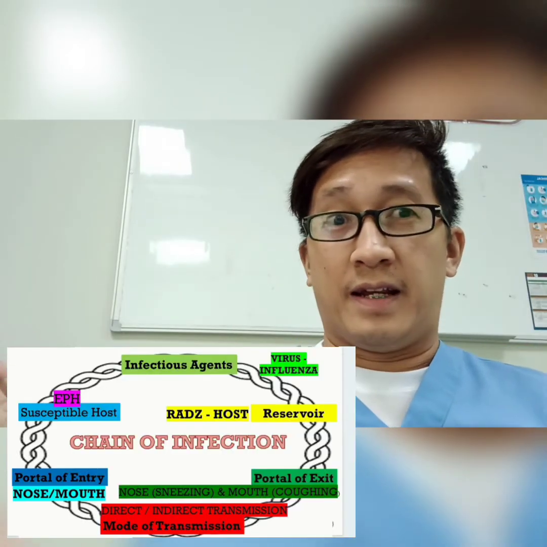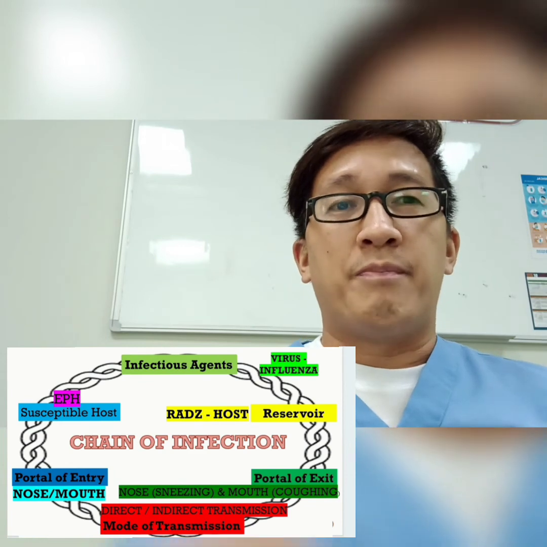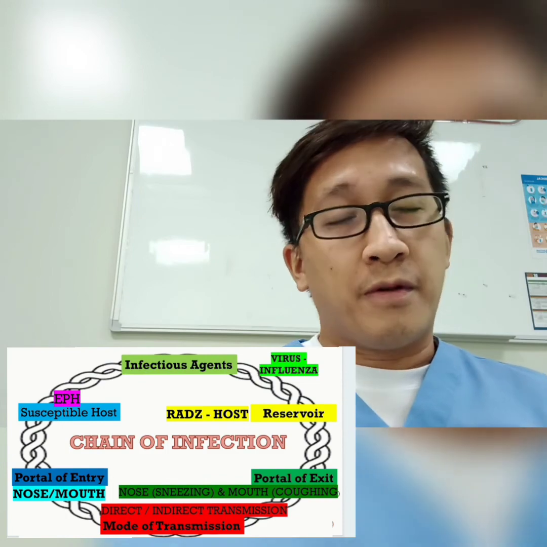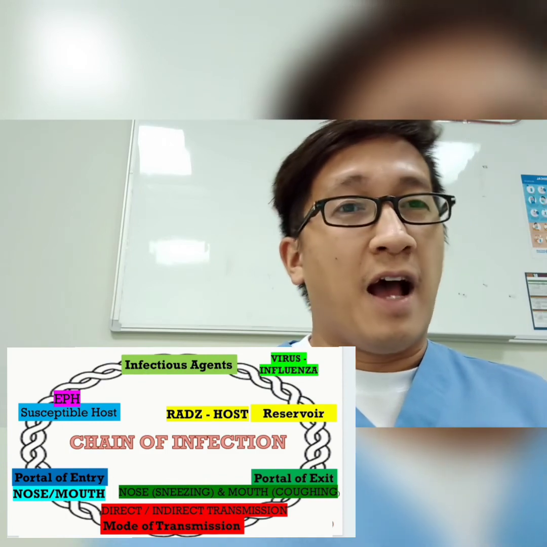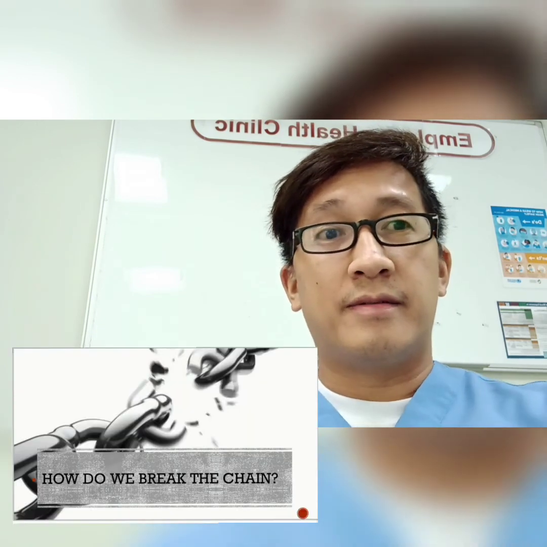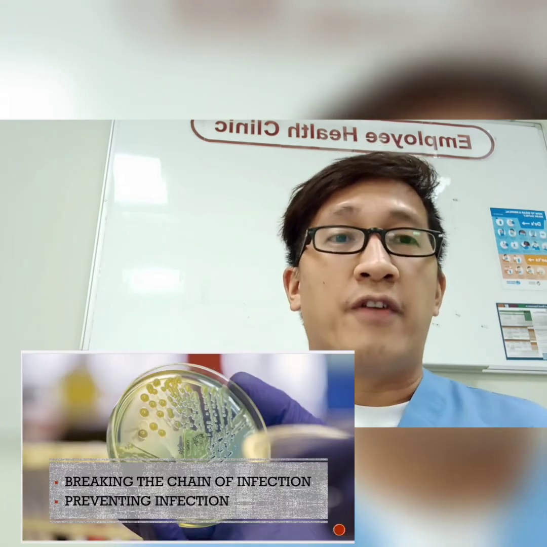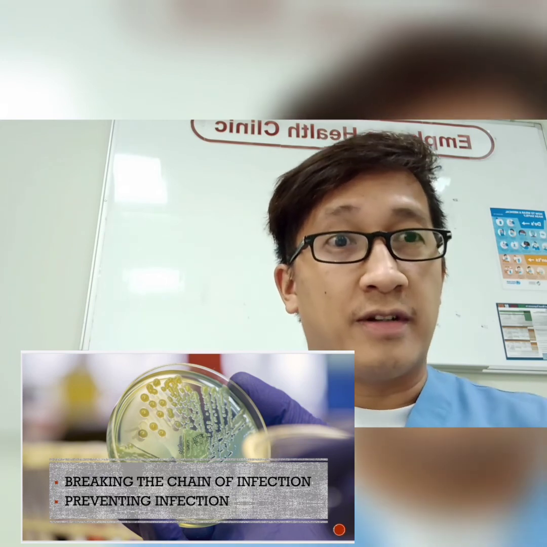Observe that this is a cycle. The process can still be repeated to others. It might be their mother, father, or those who have come in contact with them. After all, we cannot see the pathogens. There are many ways that these communicable diseases can be transferred, but there are also a lot of ways that this can be prevented. So how do we break the chain? That will be the next topic that we're going to discuss next week. So expect that we will be discussing breaking the chain of infection and preventing infection.